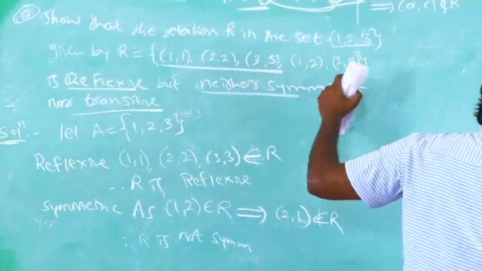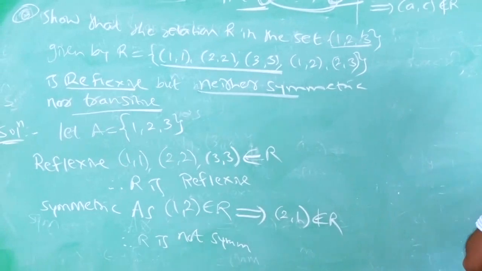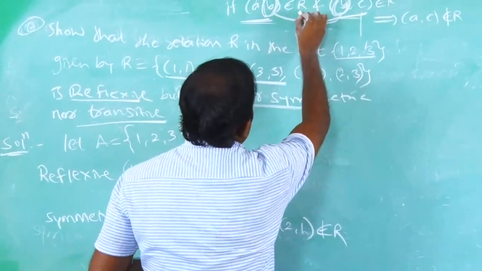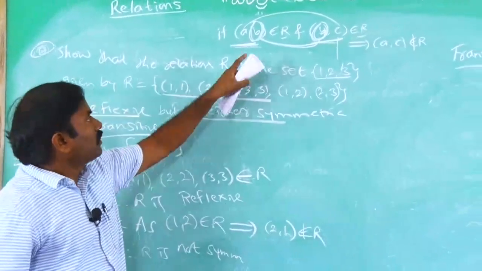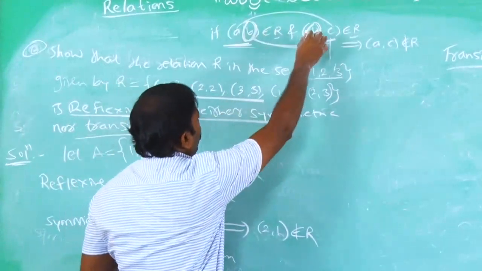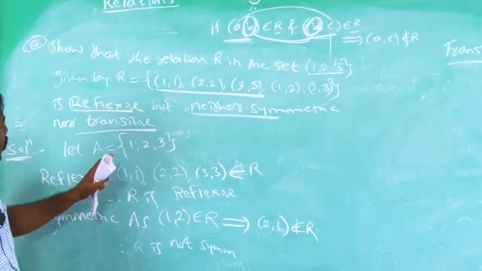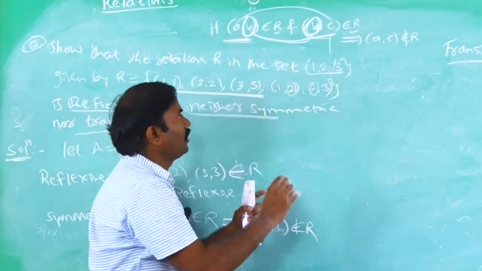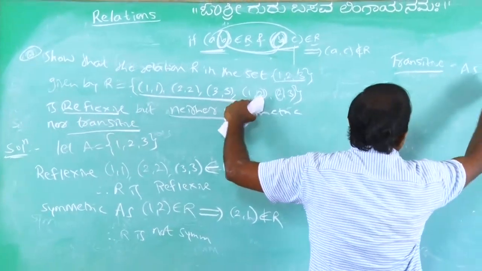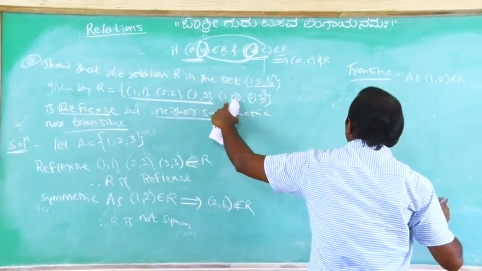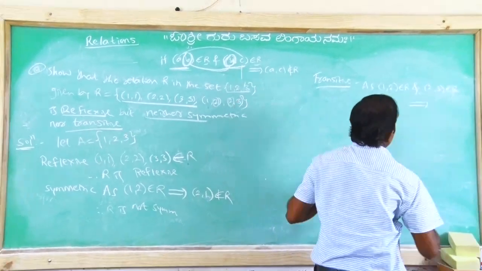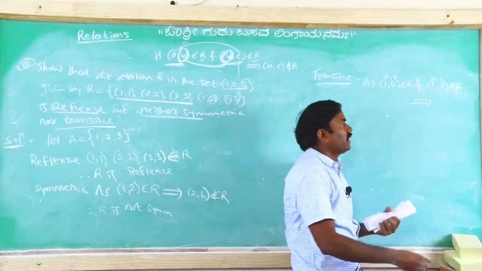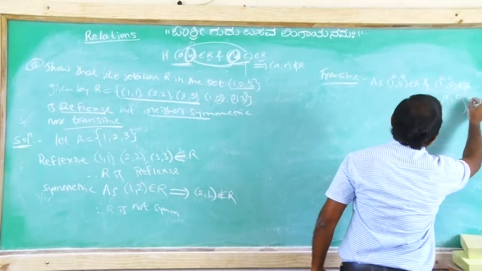Find whether this relation is transitive or not. In the transitive case, remember the condition. The two pairs must be in the relation, and the second element of the first pair must be the same as the first element of the second pair. In the last two pairs, the second element of the first pair and the first element of the second pair are the same. So take the last two: the ordered pair (1, 2) belongs to R and (2, 3) belongs to R. That is, (a, b) belongs to R and (b, c) belongs to R implies that the ordered pair (a, c) belongs to R.